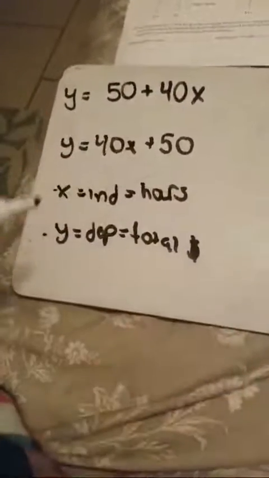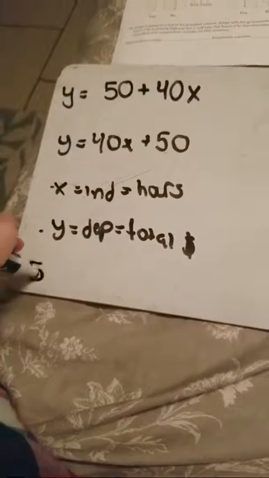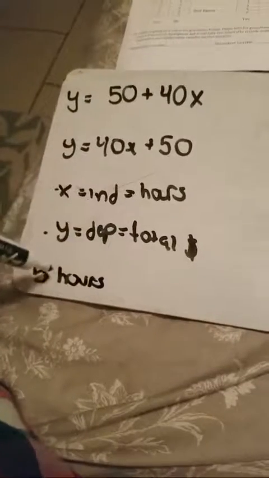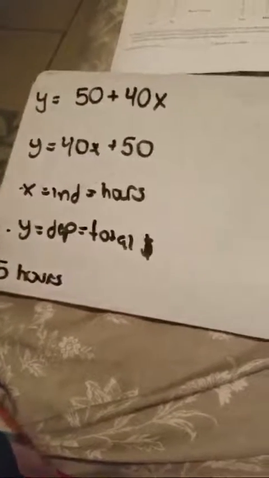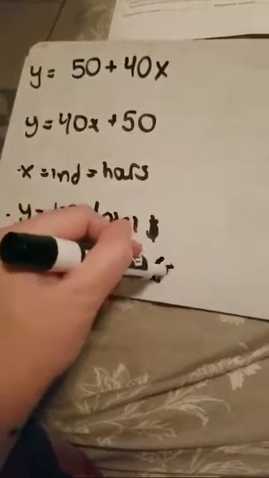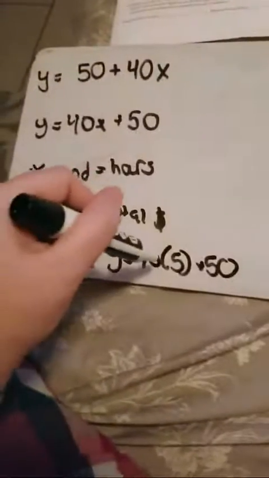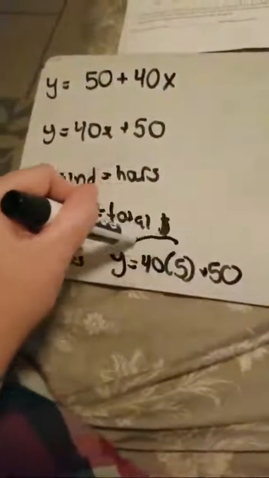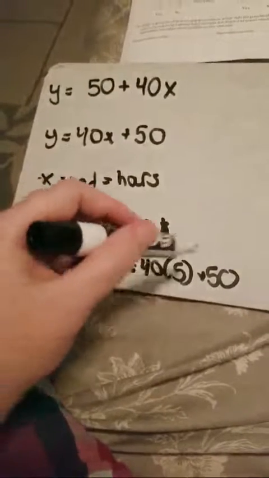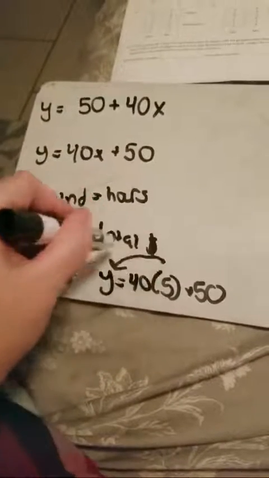So now, if I'm told additionally in this question that I hire this person for 5 hours, well, you just told me that x represents hours, so I'm going to plug in 5 for my x. So my equation is now y equals 40 times 5 plus 50. And that independent variable, that 5 hours, is now going to determine how much I pay, because I was going to pay the 50 no matter what.